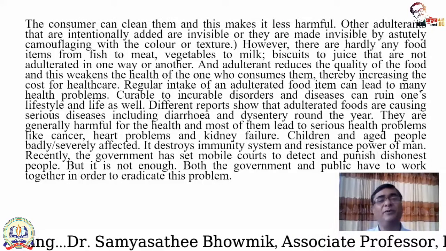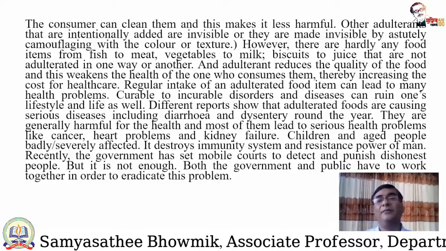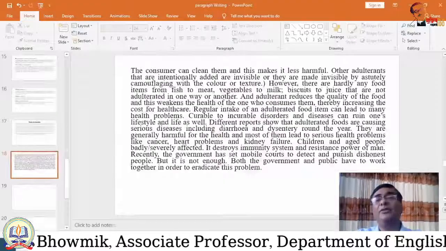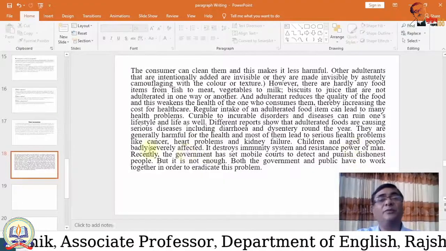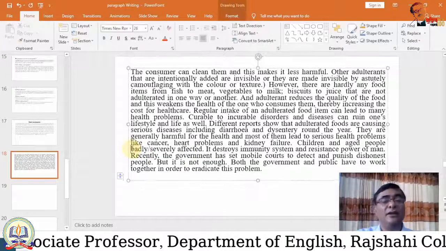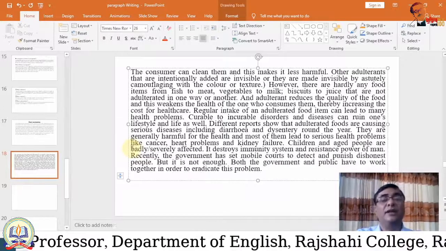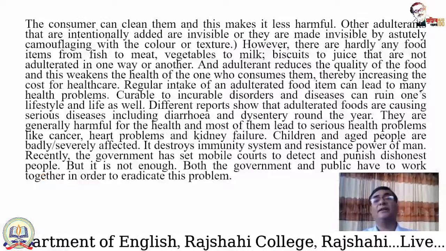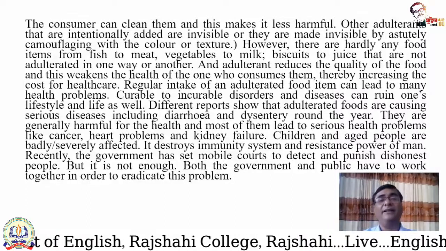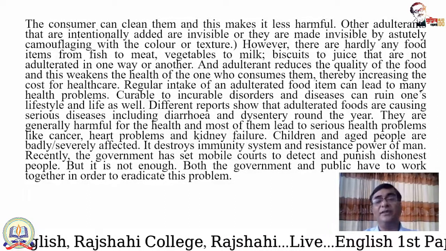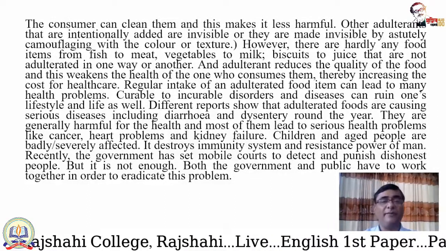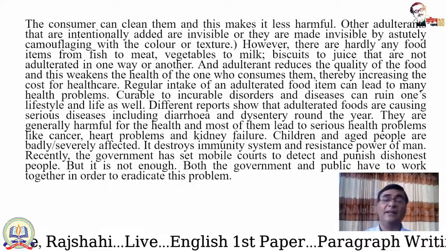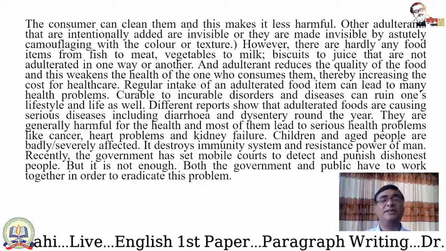Children and aged people are badly affected. We have to use an auxiliary verb obviously over here. So children and aged people are badly affected. It destroys the immunity system and resistance power of man. So you know how harmful it is.